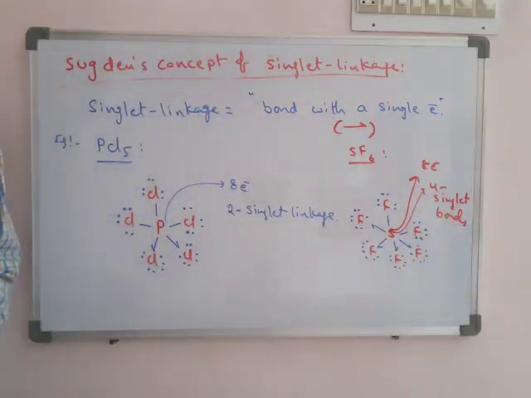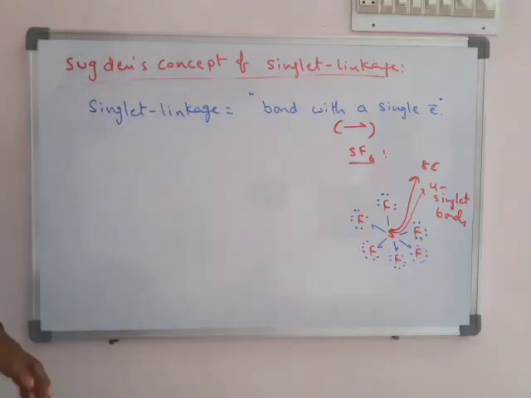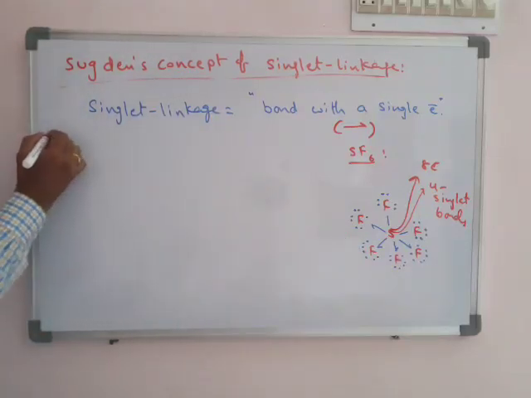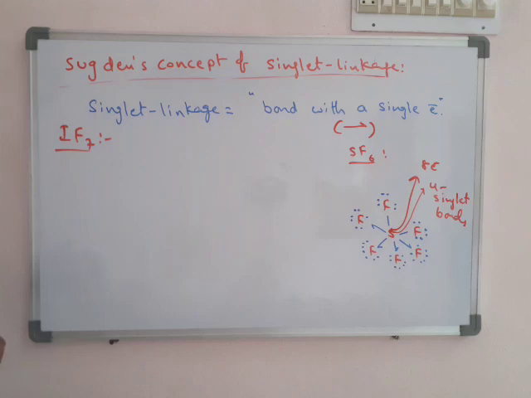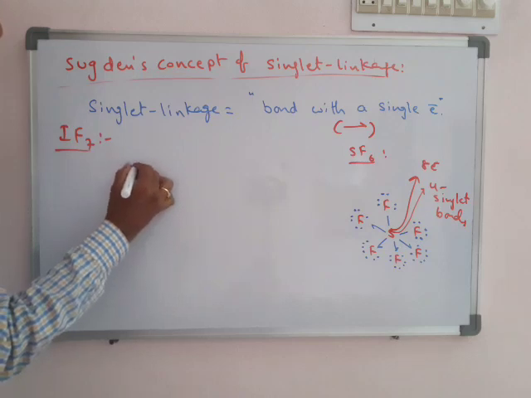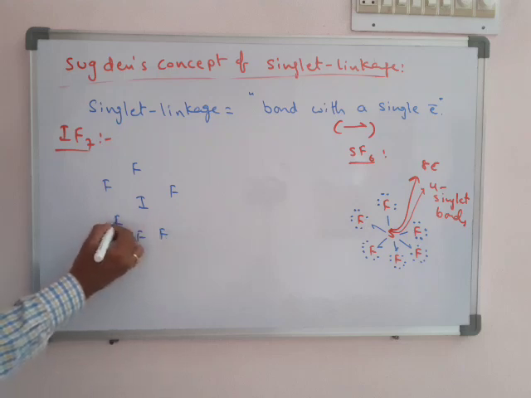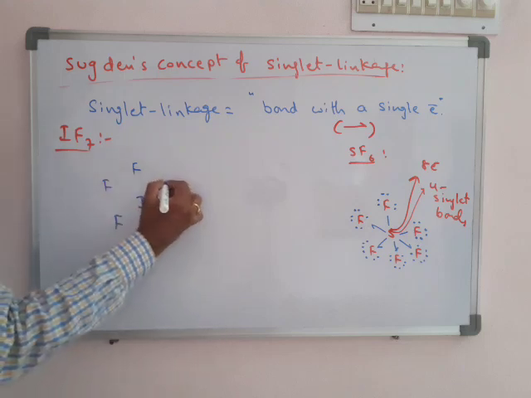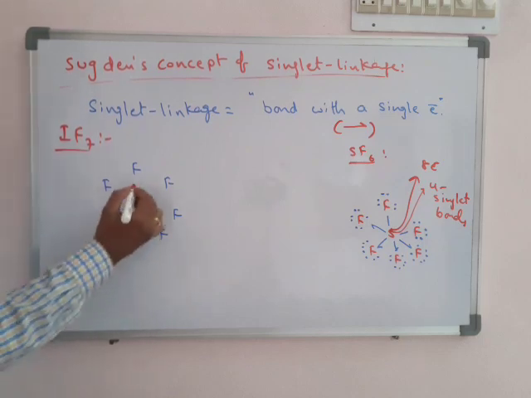Next, write the other example, IF7. Can you write the singlet linkages for this IF7? Iodine with 7 fluorines. One is the normal linkage. How many normal linkages are possible? Only 1 normal linkage is possible.